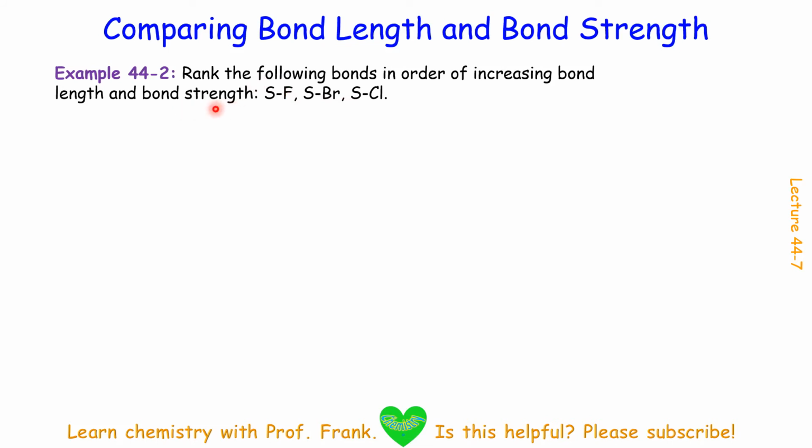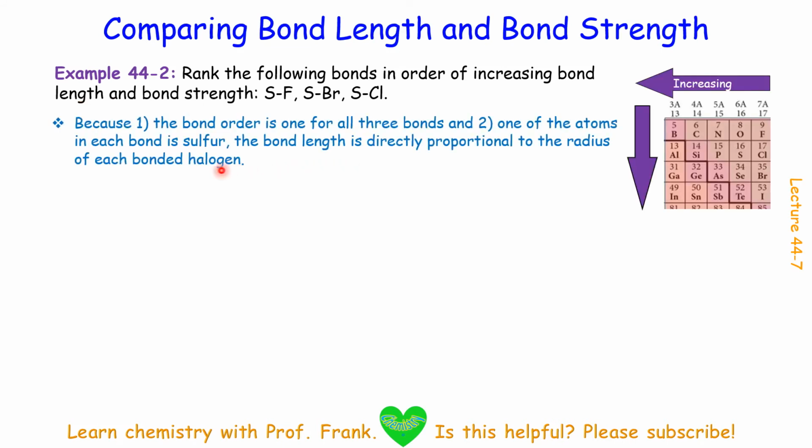Now let's rank the following bonds in order of increasing bond length and bond strength. Really two questions. One is the trend for bond length, the second one for bond strength. Now, bond length. Because the bond order is one for all three bonds, and one of the atoms in each bond is sulfur, then the bond length is directly proportional to the radius of each bonded halogen. The size of the bond radius follows this trend.